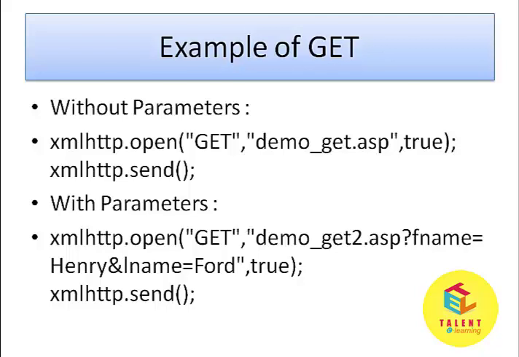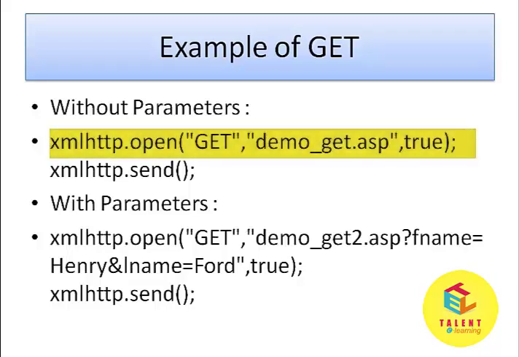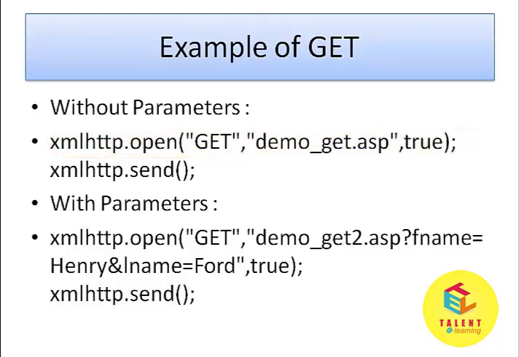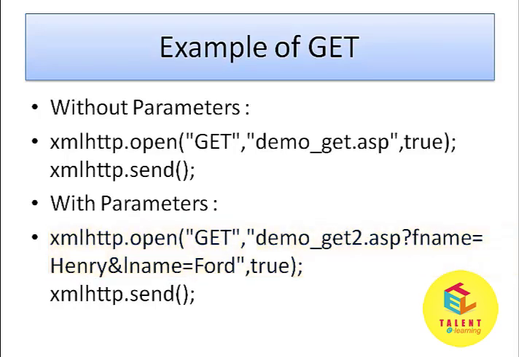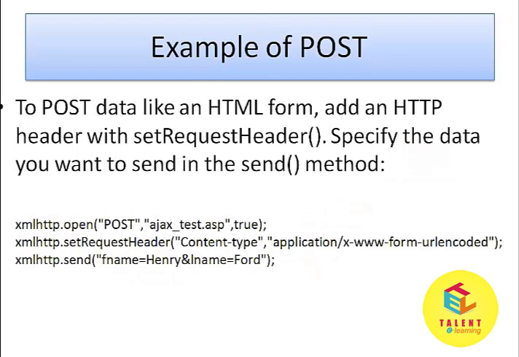So this is the example of a GET method without a parameter. We are simply offering the URL and then sending it. While in the case of the script accepting parameters, we use a question mark for the concatenation operation and then use AND for multiple parameters and then send it off to the server. You might notice that in both cases the third parameter is always set to true.